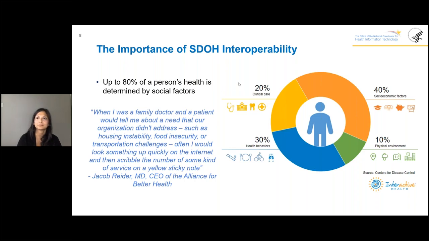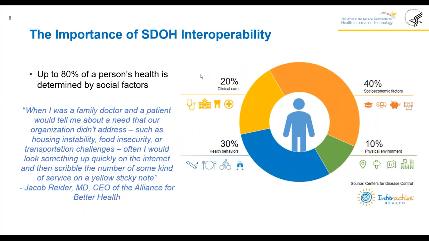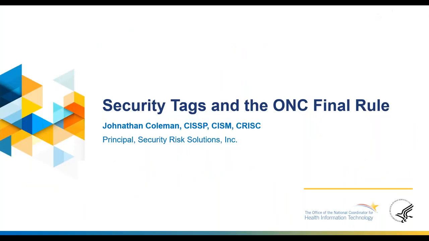All right, thanks, Amber, and good afternoon, everybody. This is Jonathan Coleman with Security Risk Solutions, and some of you may know me from working collaboratively over at HL7. I'm one of the co-chairs at the Community-Based Care and Privacy Workgroup. So I work with many of you in that realm and in support of various ONC projects. So thanks again for joining.